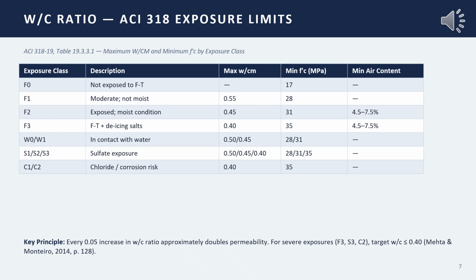A key principle that Mehta and Montero state explicitly: every 0.05 increase in water cement ratio approximately doubles permeability. So the jump from 0.45 to 0.5 is not trivial. It roughly doubles the rate at which aggressive agents can penetrate.